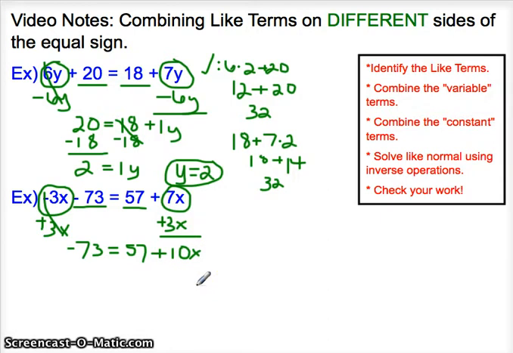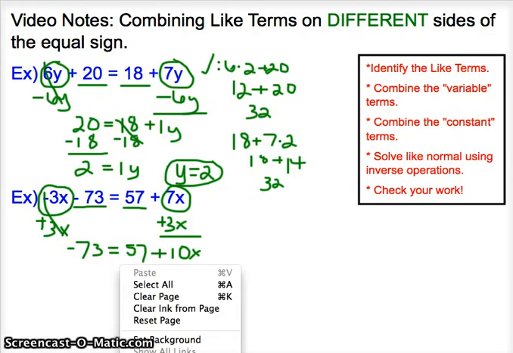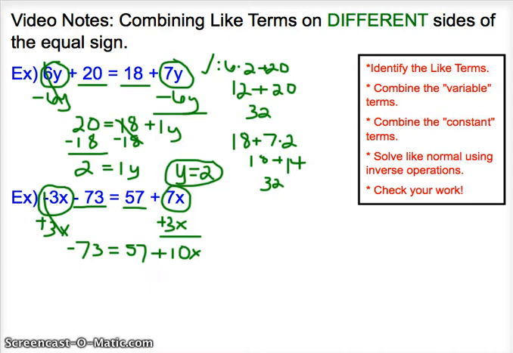The next step is to move the 57 over by the negative 73. The opposite of 57 is to subtract 57. Negative 73 minus 57 equals negative 130. And we'll set that equal to our 10x.